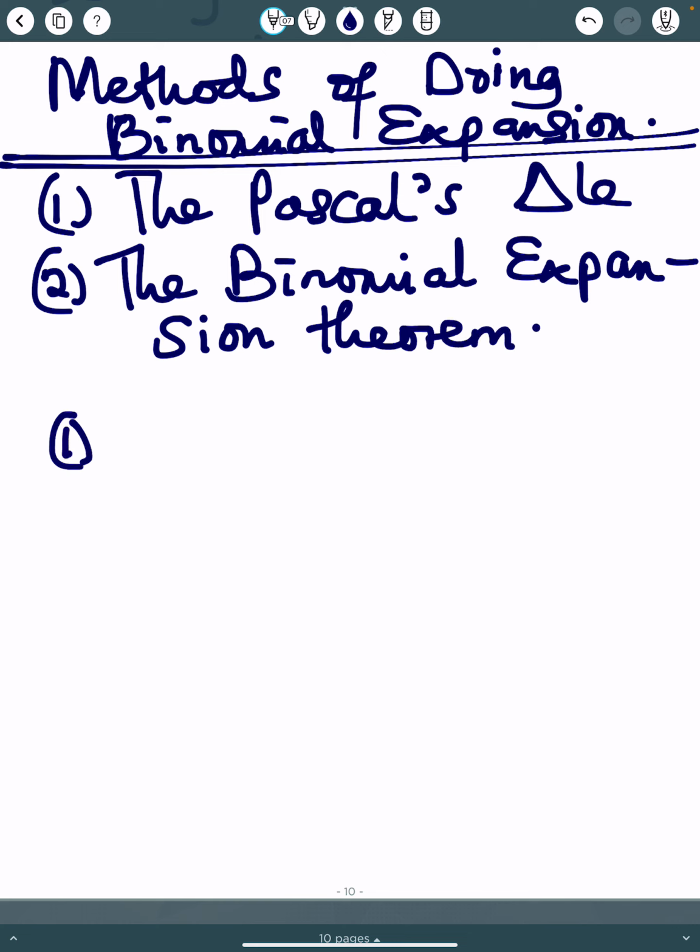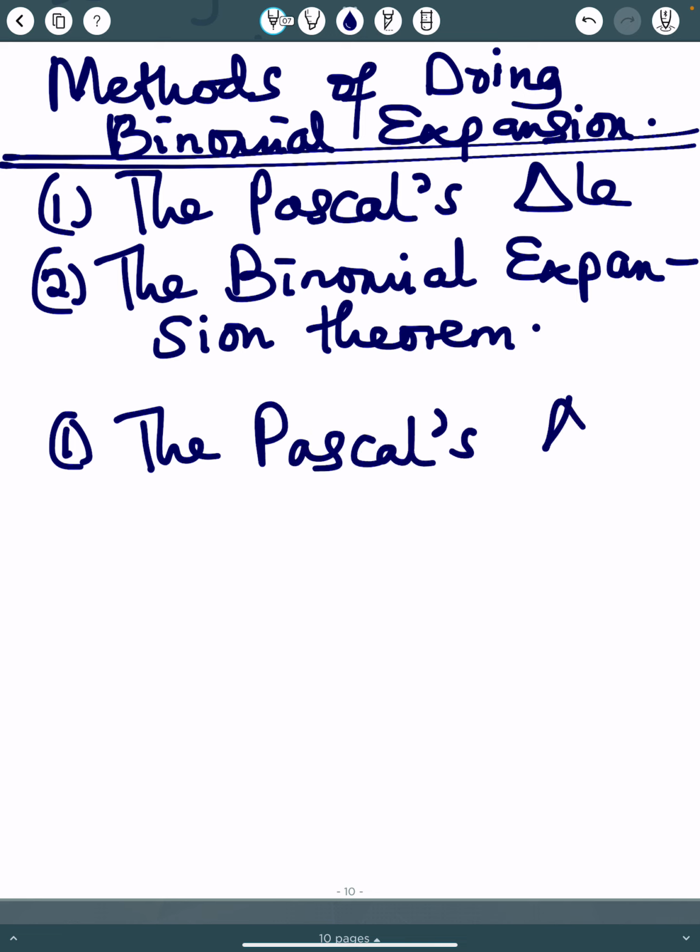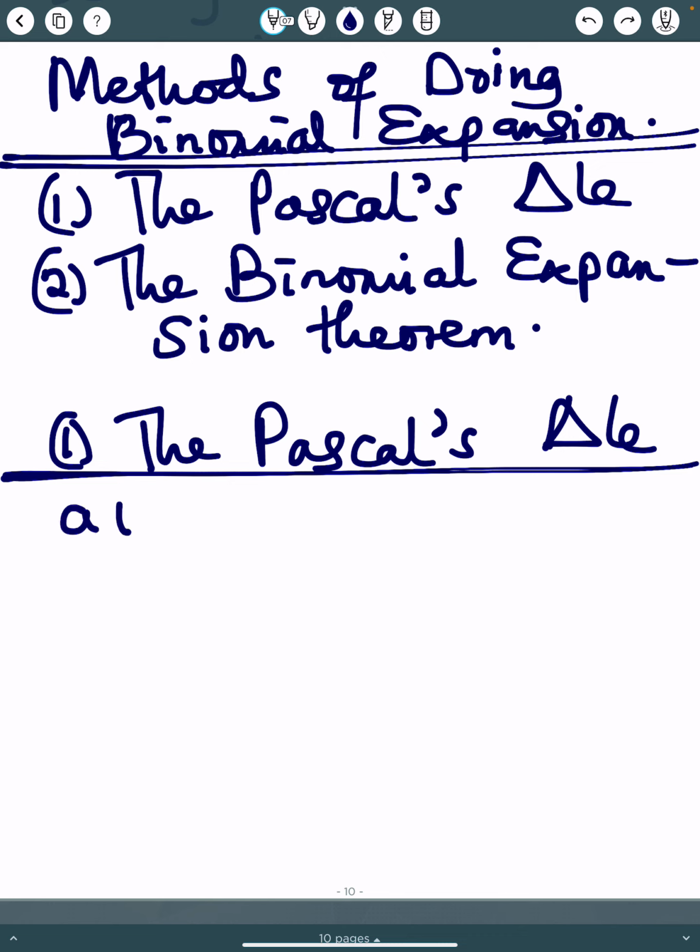Let's take the first one, the Pascal's triangle. Now, in doing an expansion such as (a plus b) raised to power n, we can use the Pascal's triangle. When n is 0, there will be one coefficient and it's equal to 1. When n is 1, there will be two coefficients and it's equal to 1 and 1.